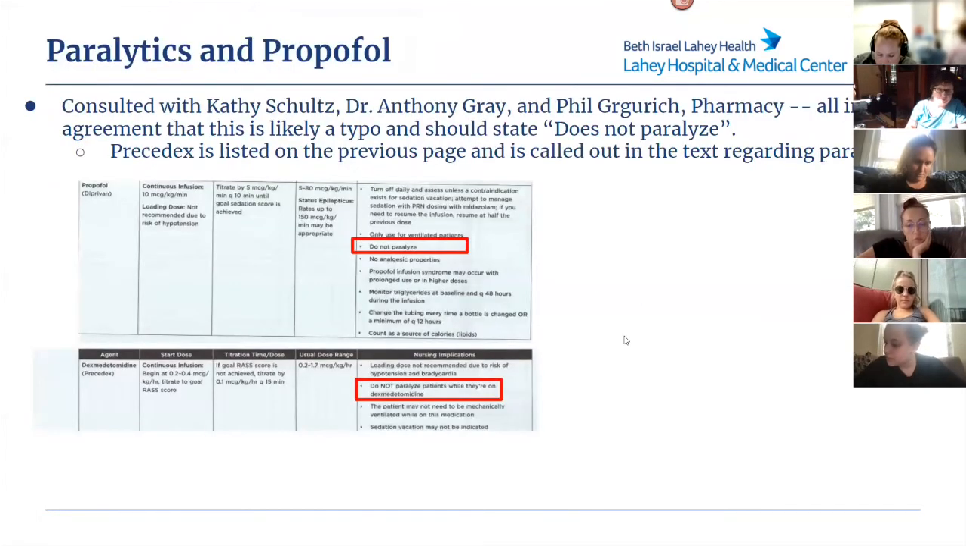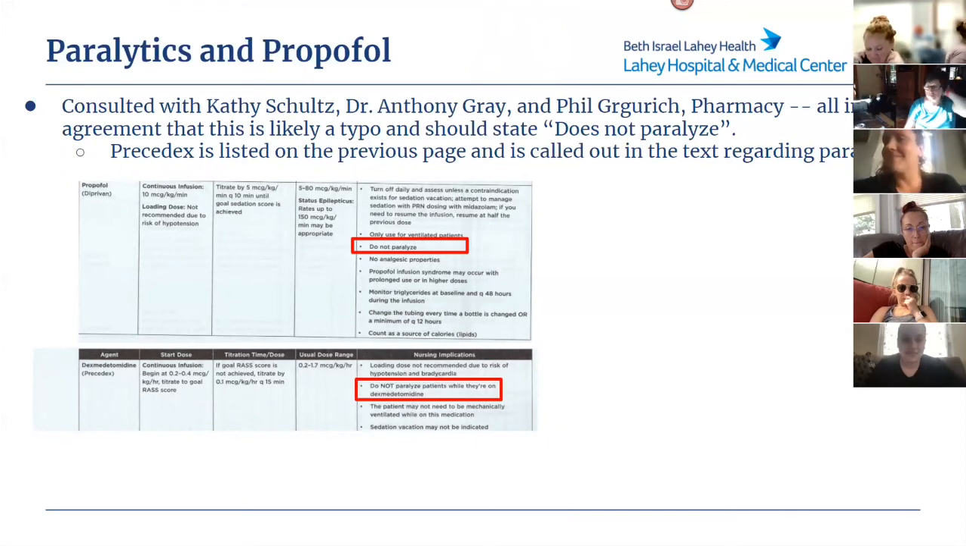Alrighty, so there was a question about paralytics and propofol. Well, let me tell you, that sent me into a tizzy today. It required a consult over in the MICU with Dr. Gray, who was the attending, and Phil, and I consulted my nurse practitioner over here to the right to find out why the textbook said that there was a do not paralyze section about propofol. So all 4 people concurred, it's a typo.